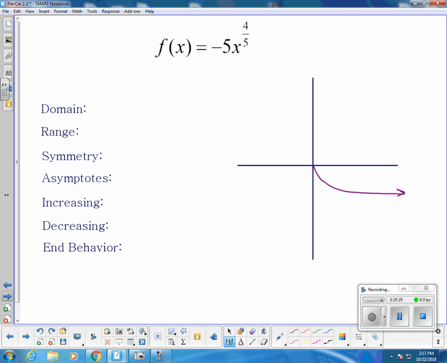That's what I got. Is that what you guys got? Right? You got the swoop to the right, but it's negative, so it's on the bottom in the fourth quadrant. Okay. Does the graph exist on the left side of 0? Yes. Why? It's an odd root. Okay, good. Odd root.